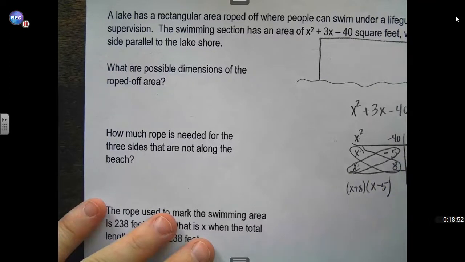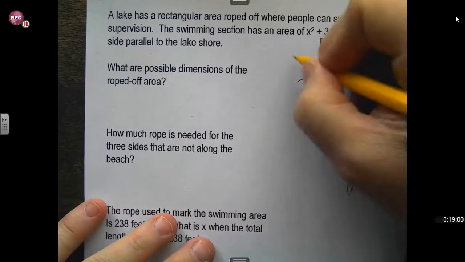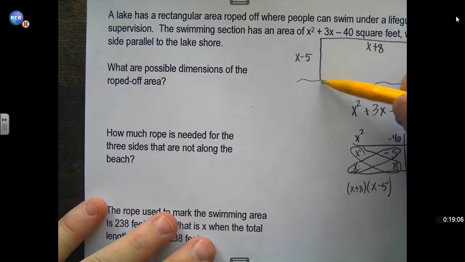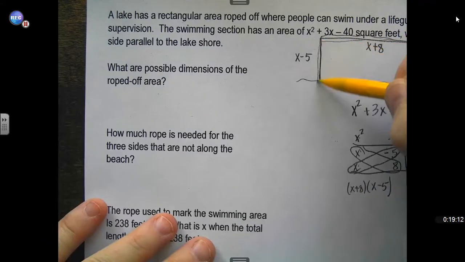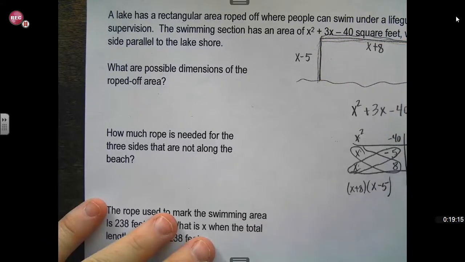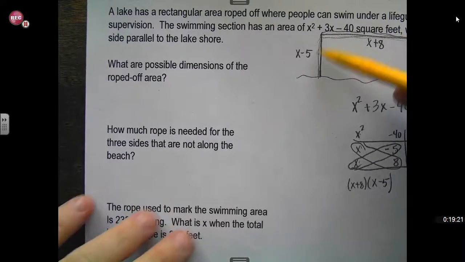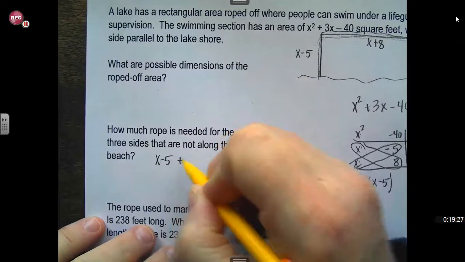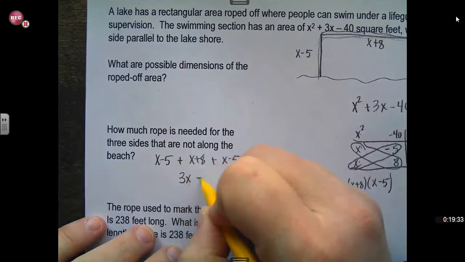And then they tell us that the longer side is the one that's parallel to the shore. So that means that of the 2 dimensions, this one is x plus 8, and this one is x minus 5. Then they ask, well, how much rope do we need to rope off this area? And I hope they don't use just rope. I hope they put some floaty things on there. And so that's perimeter. They're asking for perimeter. And to find perimeter, I add up the length of each side. So x minus 5 plus x plus 8 plus x minus 5. And I get 3x minus 2.